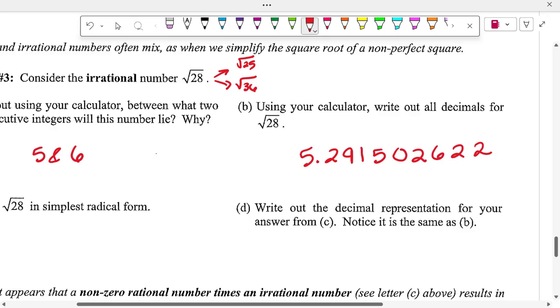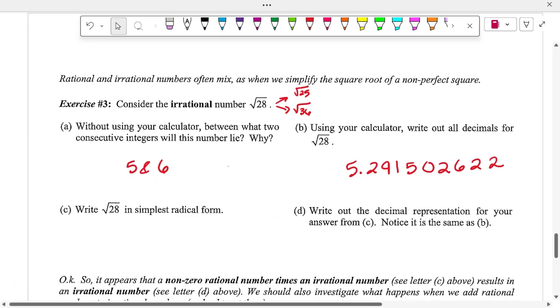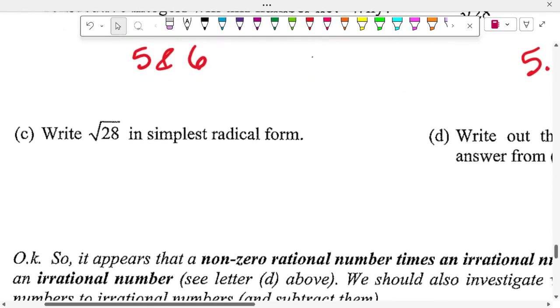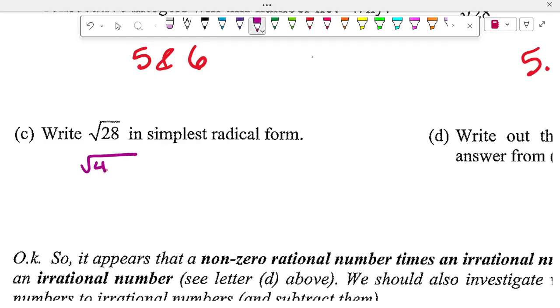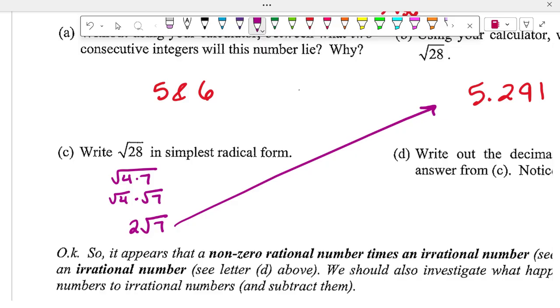All right, we're on page 4, Roberto. Now, simplify this radical. So what is the largest perfect square that's a factor of 28? 4. So I can rewrite this as 4 times 7. So square root of 4 times the square root of 7. What is that simplified? 2 square root 7. So if you put that in your calculator, do you get that? Yep, and I'm not rewriting it. I just drew an arrow.